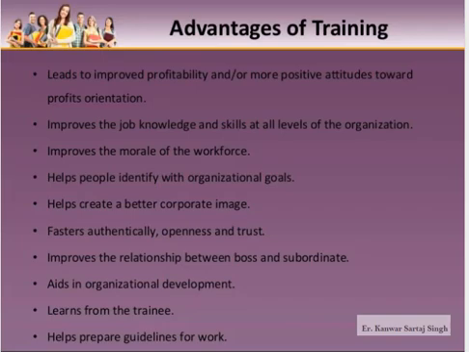Then next is improves the relationship between boss and subordinate. When training is being imparted, boss understands the employees, employees understand the boss, they both know their own roles, so it improves the relationship between them. Next is aids in organizational development. Training plays a major role in organizational development, organizational growth. Then next is learns from the trainee. How training is being imparted, that also affects the trainees efficiency. Then helps prepare guidelines for work, that is also very much a help which we get from training.